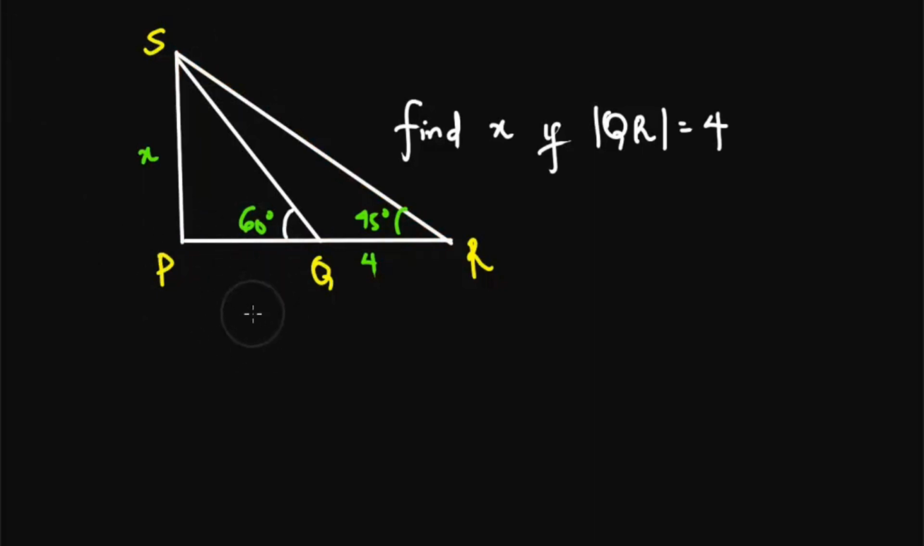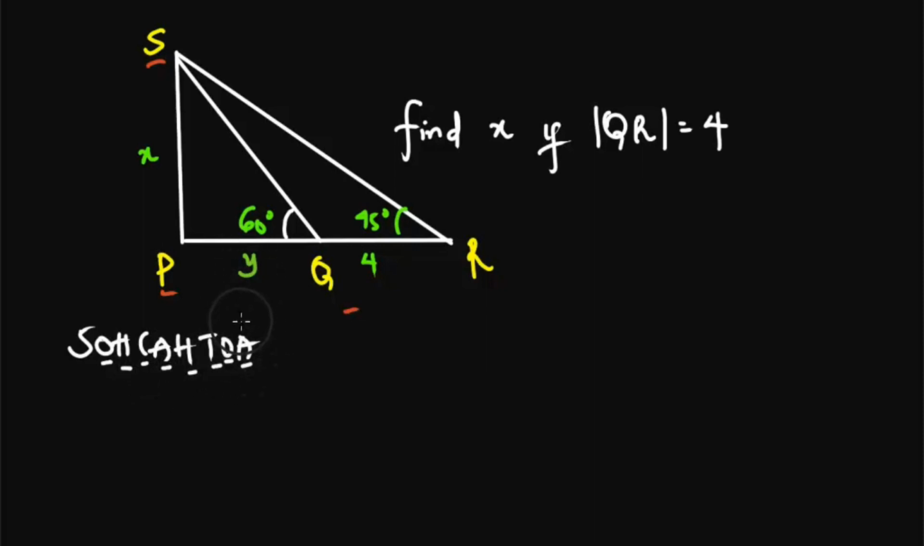To solve this problem, a very easy way to do it is to start by considering triangle SPQ, because we're looking for x. Let's label PQ. Let's call PQ y. If PQ is y, considering triangle SPQ, I remember from SOHCAHTOA: sine of the angle is the opposite over the hypotenuse, cos of the angle is the adjacent over the hypotenuse, and the tangent is the opposite over the adjacent.